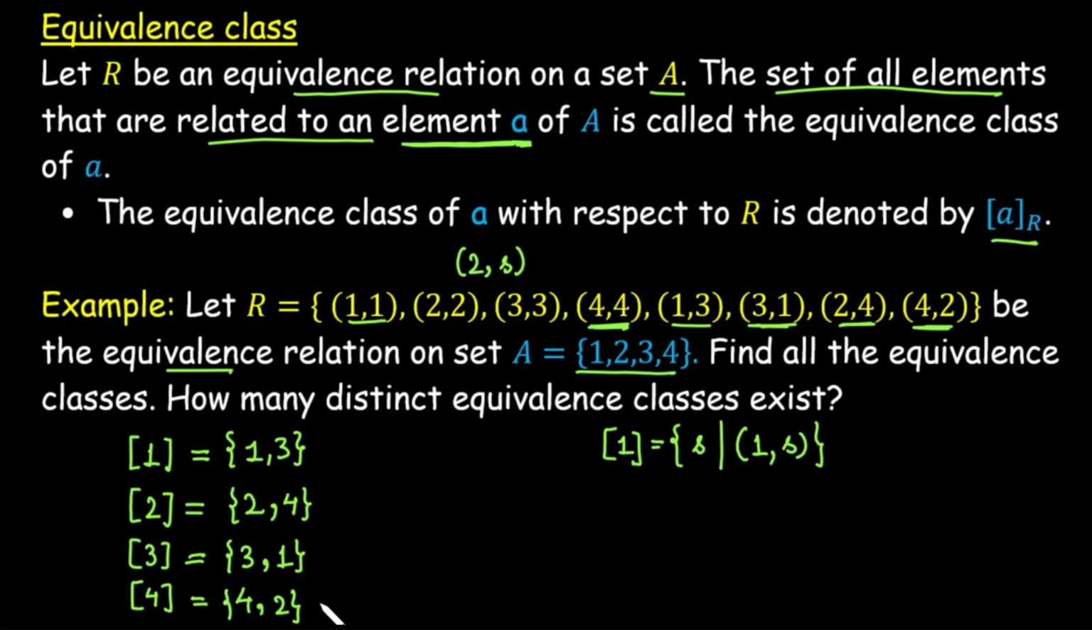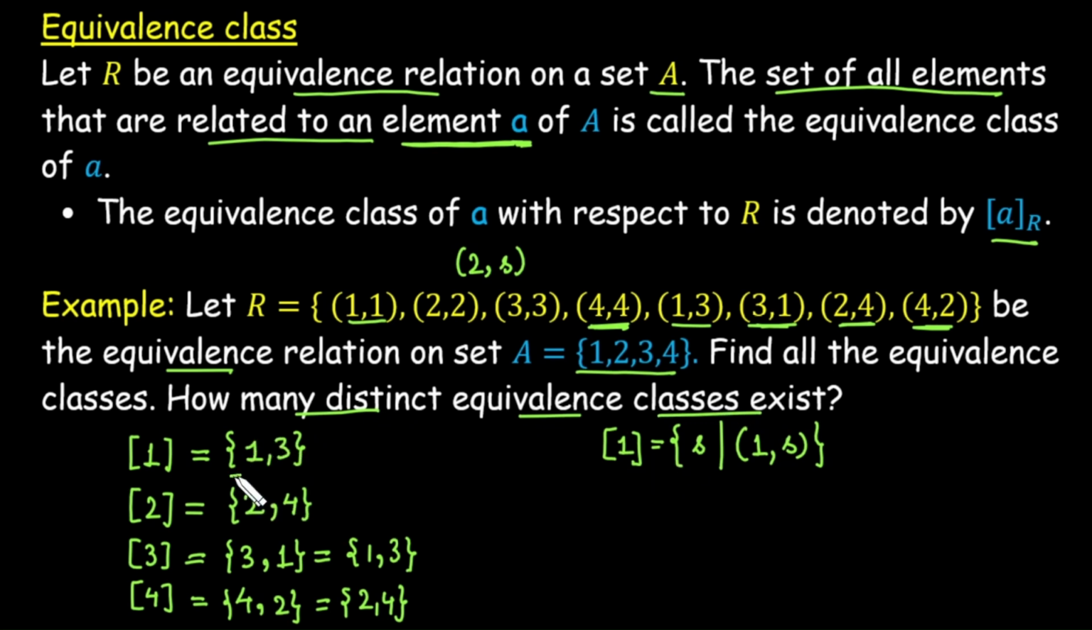Either write in this form or you can write in this form. There is no difference. Even in this case, we can write it as 1, 3. Now we have 4 equivalence classes. Point is, how many distinct equivalence classes we have?